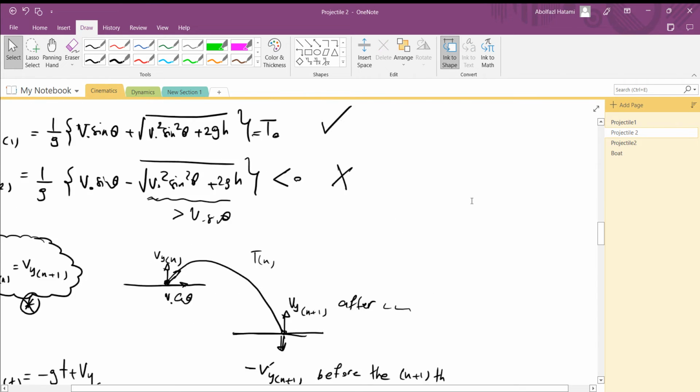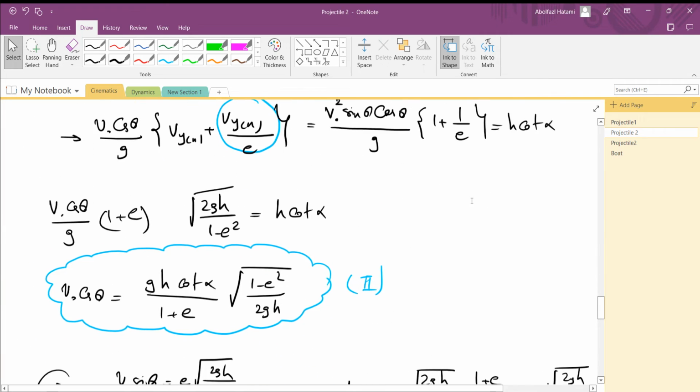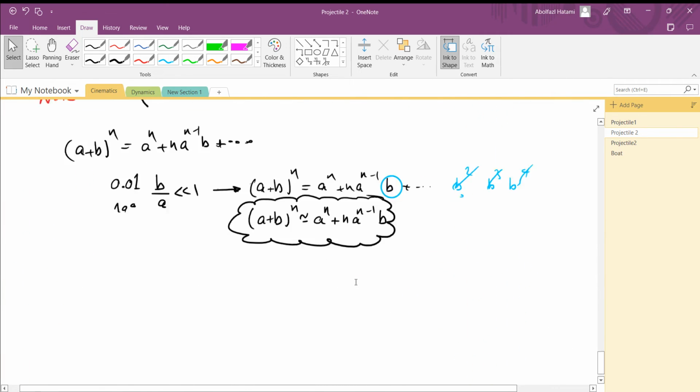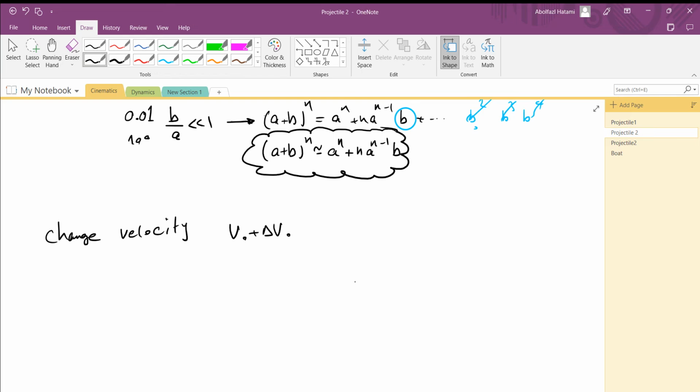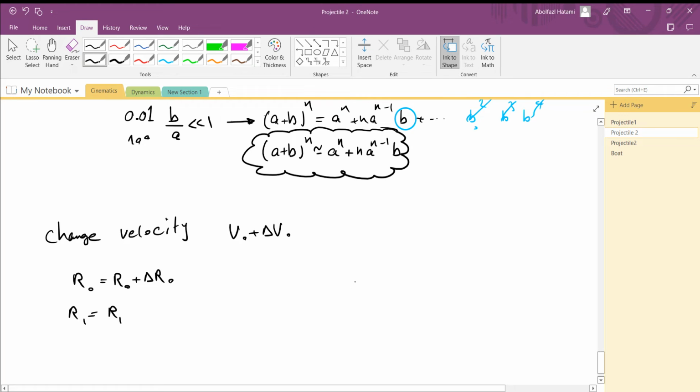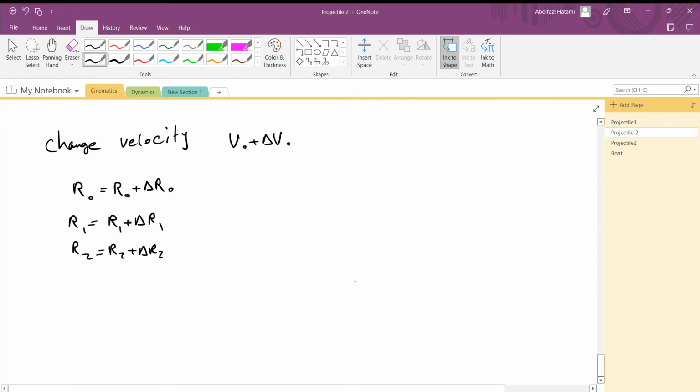Consider that if I change velocity to v0 plus delta v0, our r0 is going to change to r0 plus delta r0. Our r1 is going to change to r1 plus delta r1. Our r2 is going to change to r2 plus delta r2, and so on.